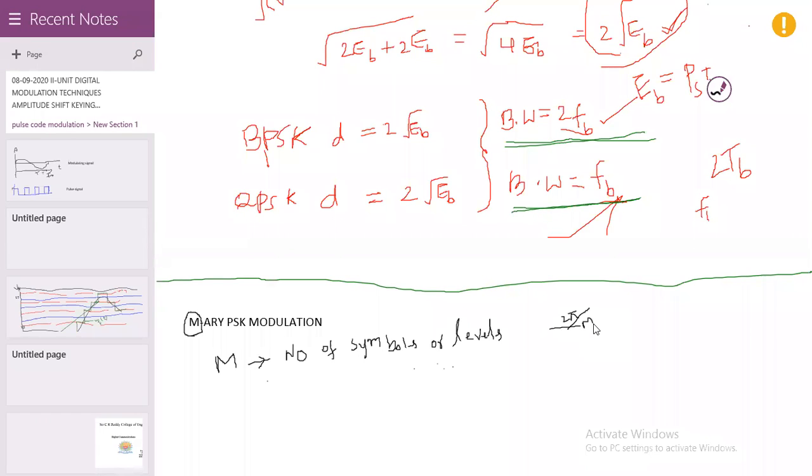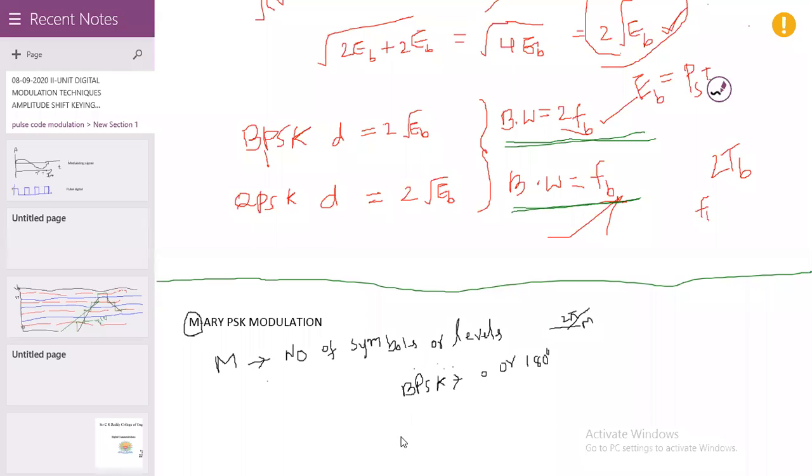In previous classes we discussed BPSK, where the phase angle is 0 or 180 degrees, because each symbol consists of only one bit. For 0 and 1 there is a 180 degree phase difference, so the phase is either 0 or 180.